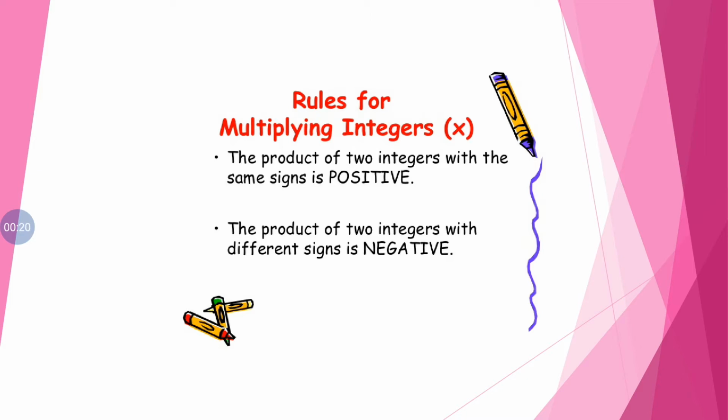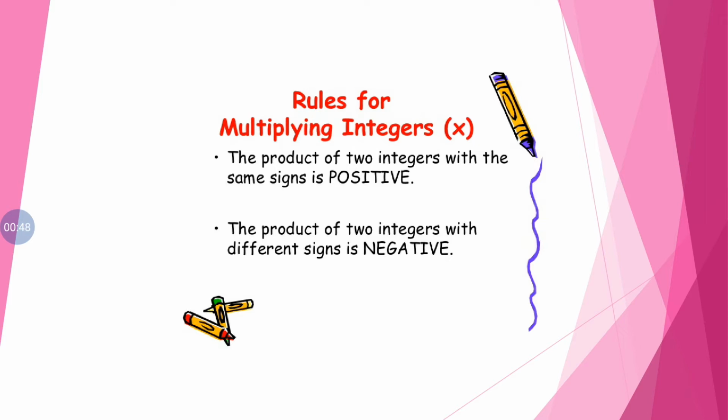Rules for multiplying integers. The product of two integers with the same sign is positive. Any two integers multiplied with the same sign, we get a positive value. So plus into plus equal to plus. So the product of the same sign is positive.